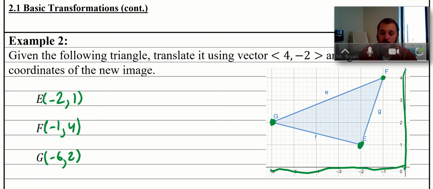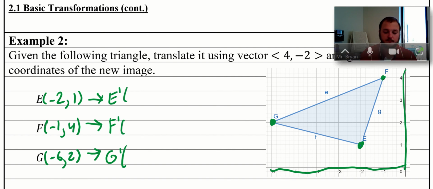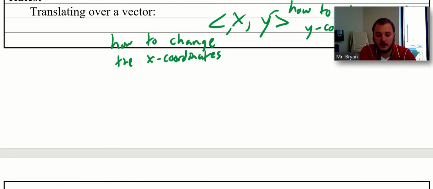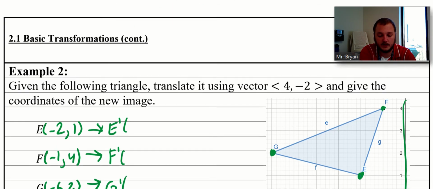If I'm translating, if I wanted to, I could just move this over. The positive 4 would tell me to move it 4 to the right, and the negative 2 would tell me to move it down 2. But in general, I can just use my rules. And remember, when we change the image, it goes from E to E prime, F to F prime, and G to G prime here. If I'm using this vector and I'm confused, I can always go back up to my rule. It just says how to change the x coordinates, or what to add to the x coordinates, and then how to change the y coordinates here.